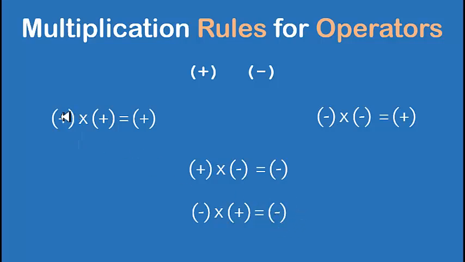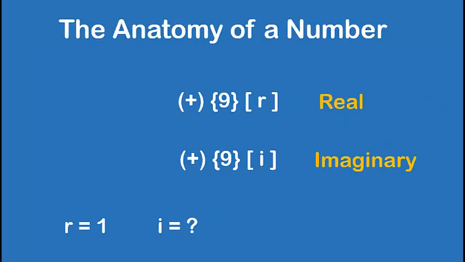Okay, so when you have two numbers that have plus signs in front of them, you end up with another number with a plus sign in front of it. And when you multiply two numbers with a minus operator in front of them, you end up with a number that has a plus operator in front of it. So now we have everything we need to continue with the original discussion.